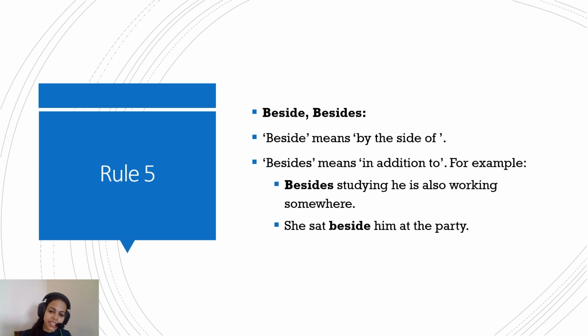And when you're just saying beside, that means by the side of. So, she sat beside him at the party. That person is sitting, and she's sitting next to that person, by the side of that person. So beside and besides.